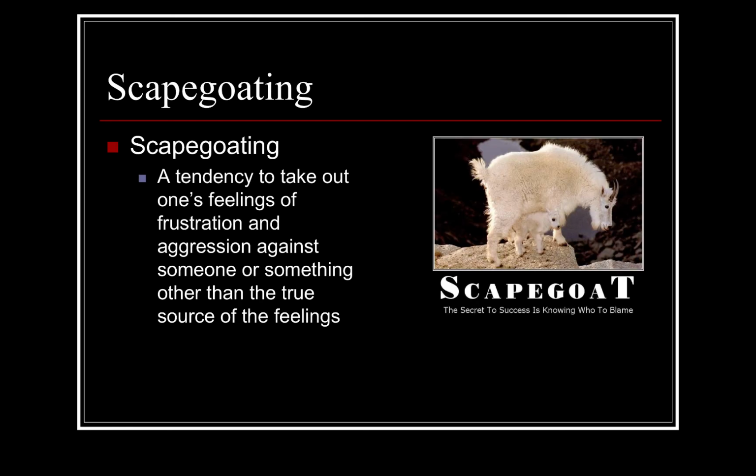When people are practicing prejudice and also stereotyping, we tend to go to the next level and point to people as scapegoats. And scapegoating is a tendency to take out one's feelings of frustration and aggression against someone or something other than the true source of one's feelings. For instance, when we have an economic downturn, we tend to focus on minority groups of various types and say they're stealing our jobs or they're ruining the economy, instead of really focusing on what's truly causing the economic downfall.